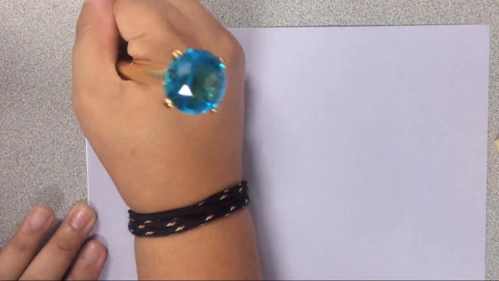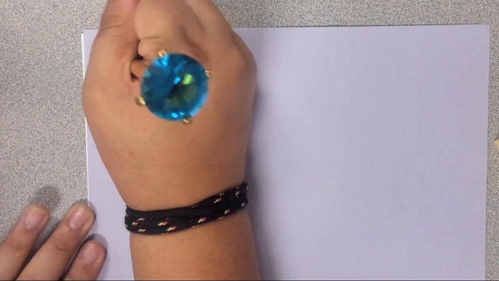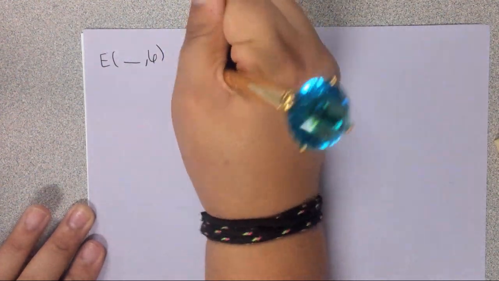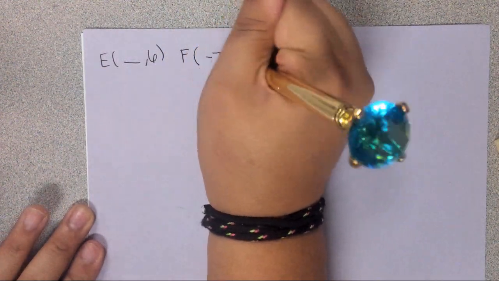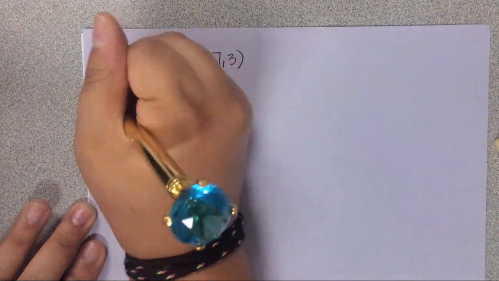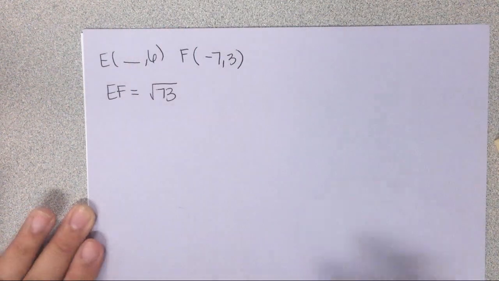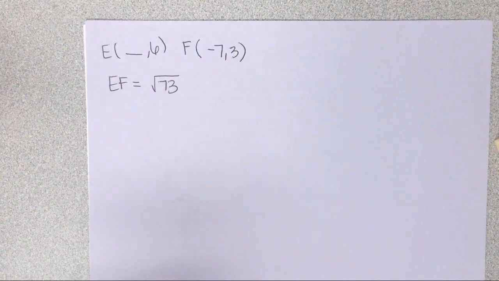Okay, example, what number? 5? All right, example 5. Let's say point E is at (blank, 6), and F is at (-7, 3). And EF equals that. Thank you, Ms. Chelsea.